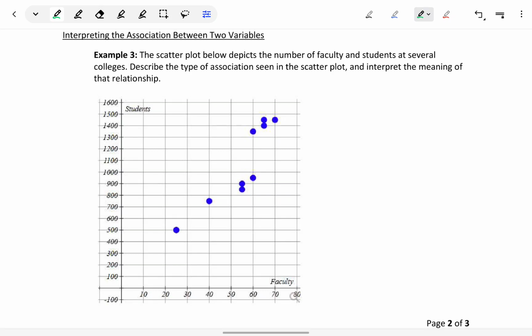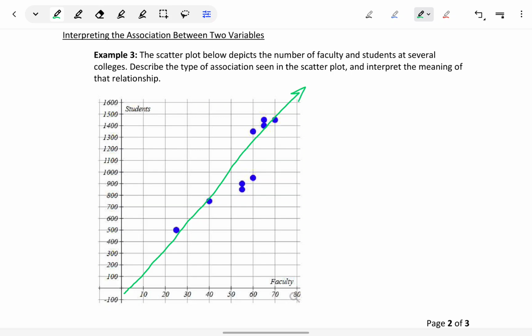In example 3, we're given a scatter plot that depicts the number of faculty and students at several colleges. We want to describe the type of association seen in the scatter plot and interpret the meaning of that relationship. Again, we want to read the graph from left to right and see if we find any discernible pattern. In this case, we could sketch a line.